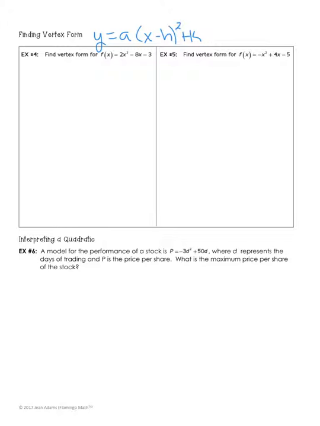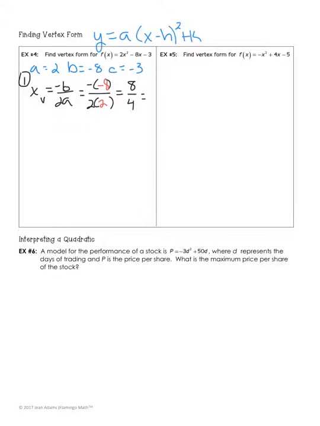So for this one, I've got a equals 2, b equals negative 8, and c equals negative 3. So the x value of the vertex, this is step 1, is equal to the opposite of b over 2a. The opposite of b over 2a. So b is negative 8 and a is 2. 8 over 4, which is 2.